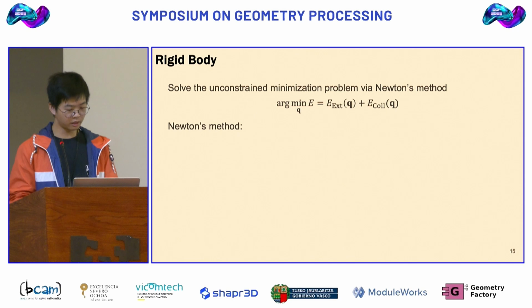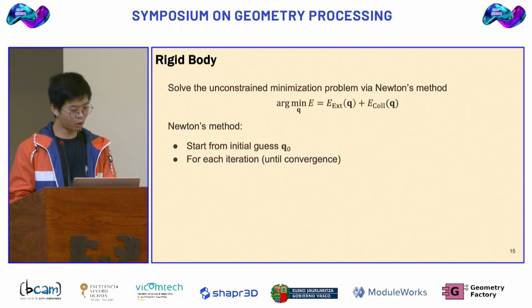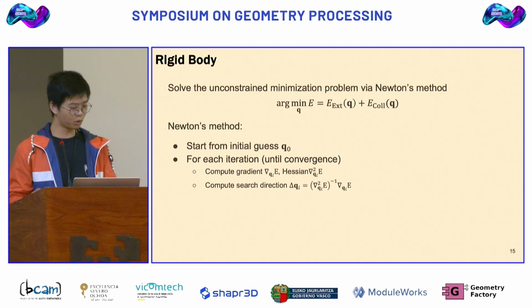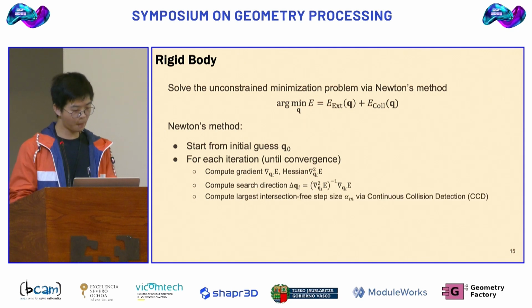And for Newton's method, we can start from an initial guess, Q0, and for each iteration, we compute the gradient and Hessian of the total potential. And with this gradient and Hessian, we can solve a linear system to get the search direction.